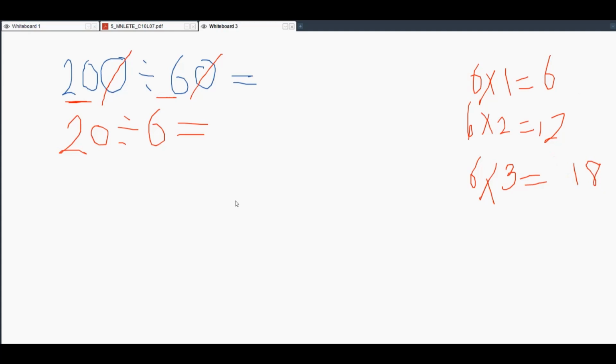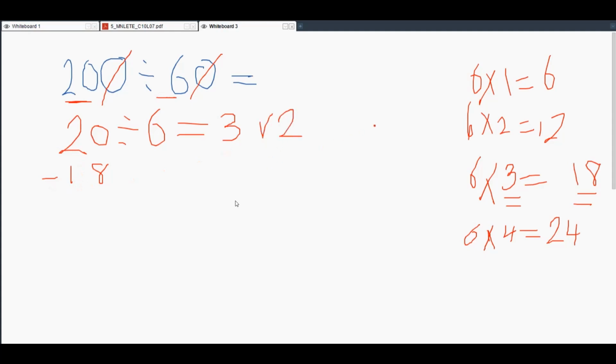so we cannot take a number greater than 20. So we cannot take 24 here. You have to take a number less than 20, which is 18. So we write 3 as a whole number and subtract 18 from 20, which is 2. So the answer here is 2.